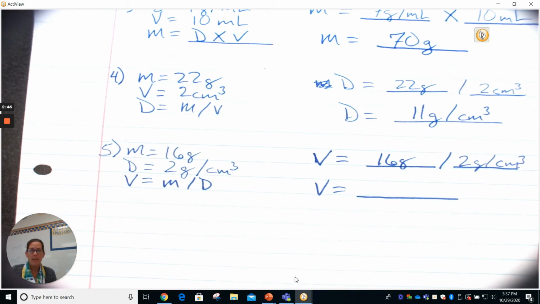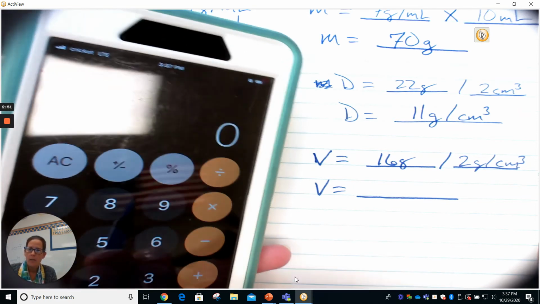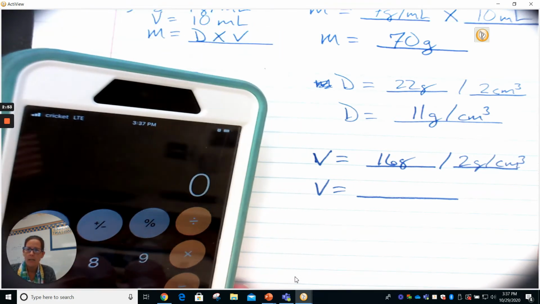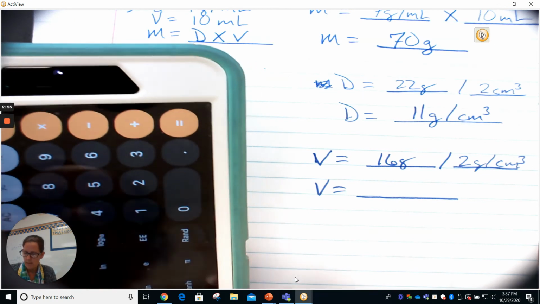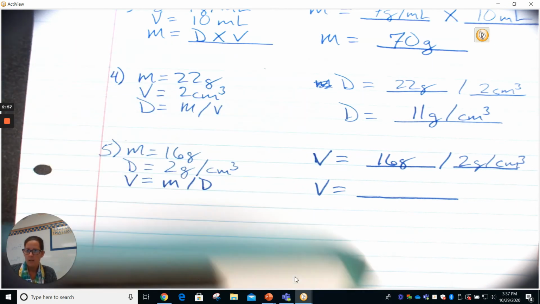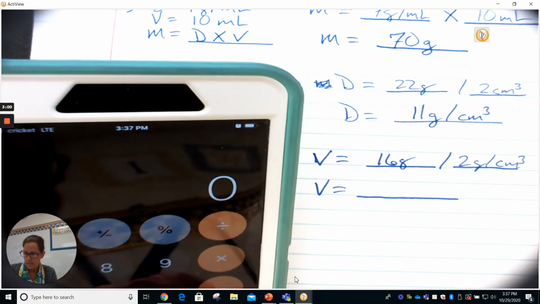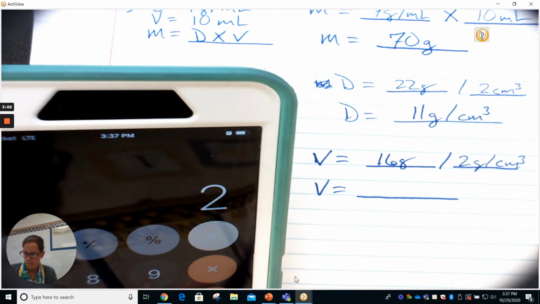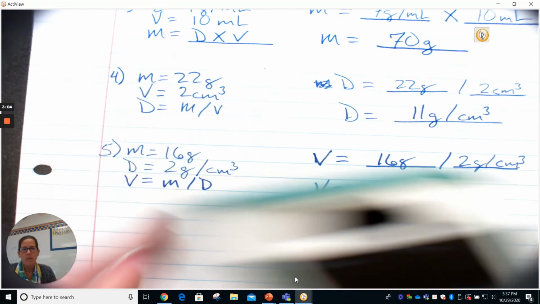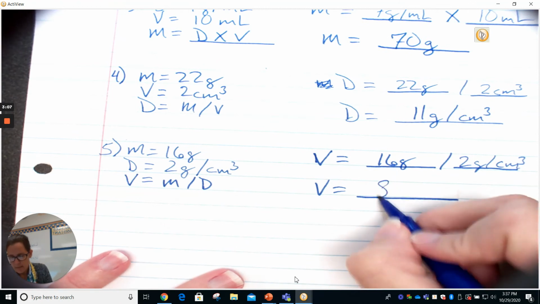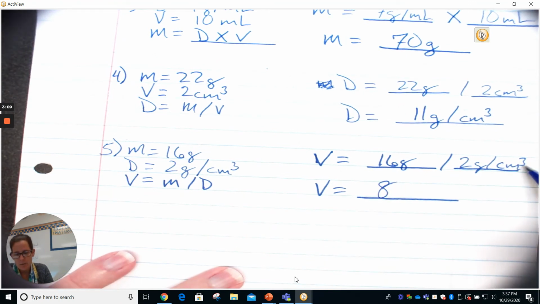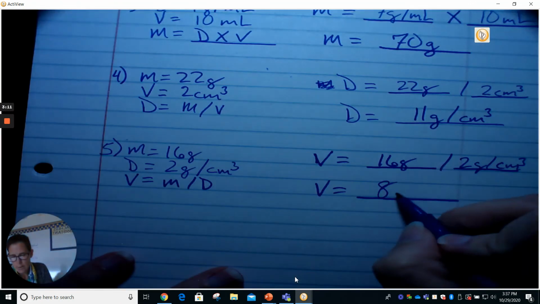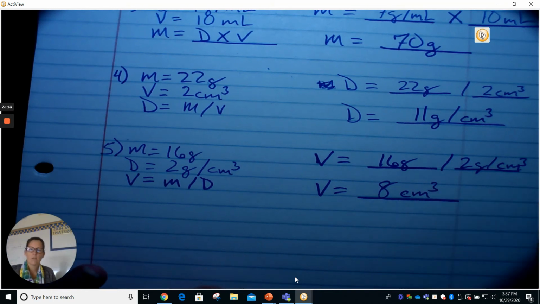And then all we got to do is plug it into our calculator. If you need to, you can. If you don't, that's fine too. But we'll do it just in case. So, oh man, I've got a heck of a glare. Come on, thing. All right, let's try this. So 16 divided by 2 equals 8. So our volume is 8, and remember the centimeter cubed is going to be the unit for volume. So there we go.